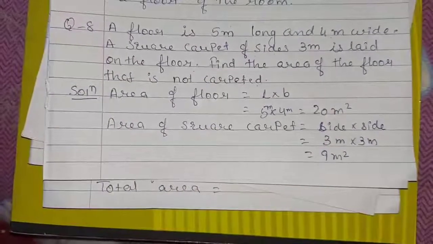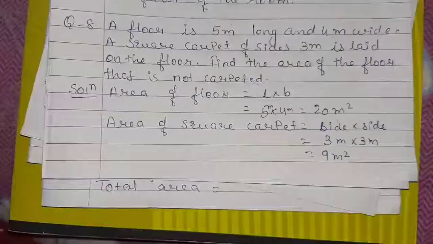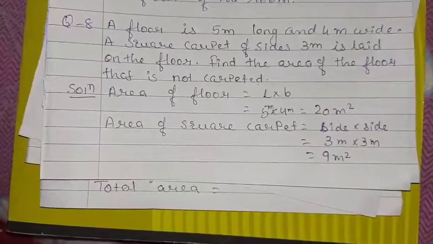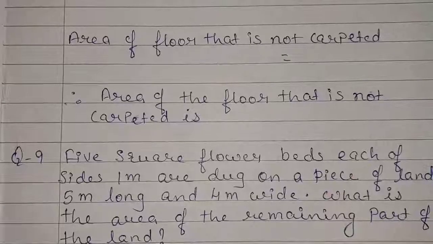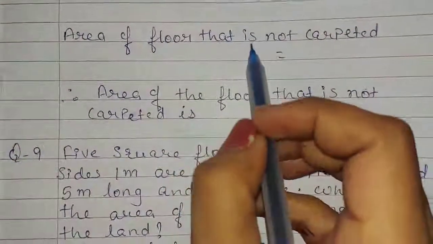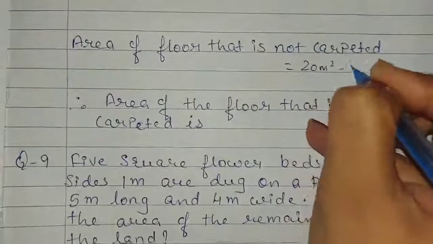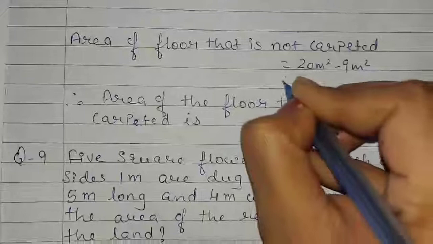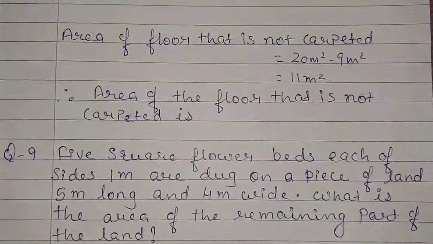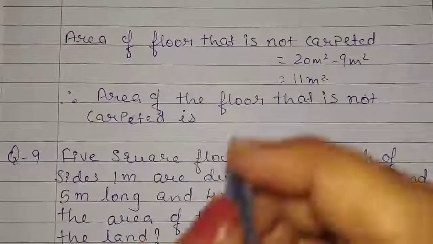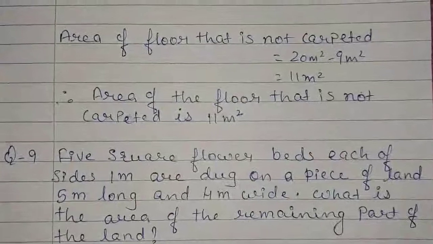Now what is asked? Find the area of the floor that is not carpeted. So we will take subtraction of the area of the floor and square carpet. So area of floor that is not carpeted equals 20 meters square minus 9 meters square. That equals 11 meters square. Therefore, area of the floor that is not carpeted is 11 meter square.